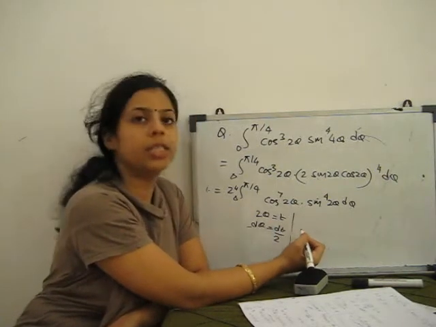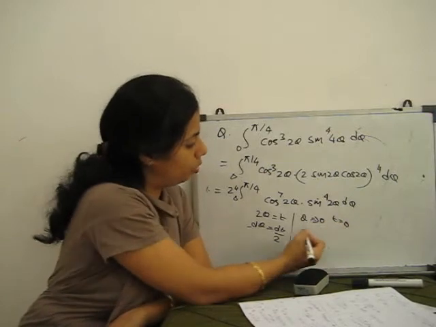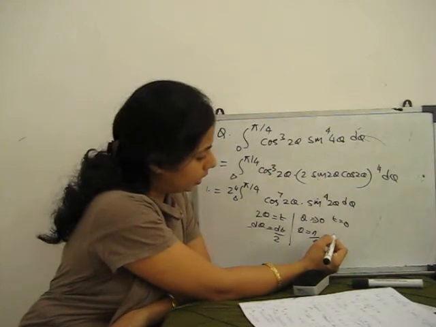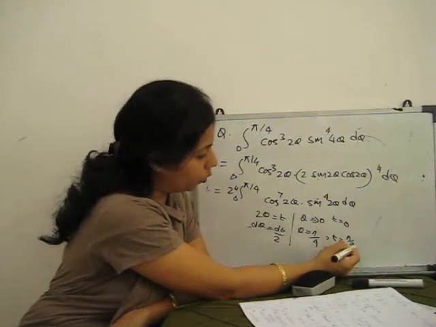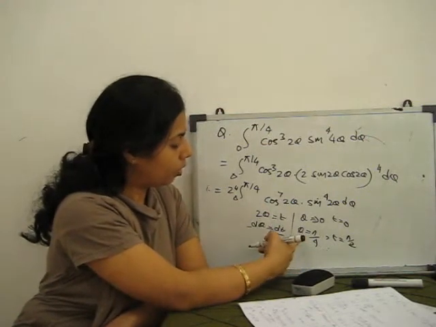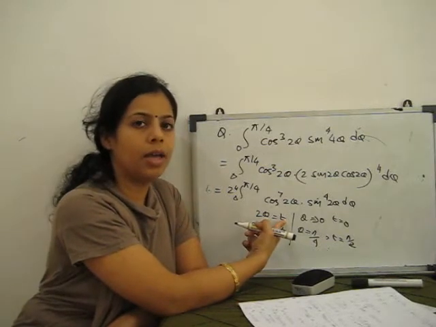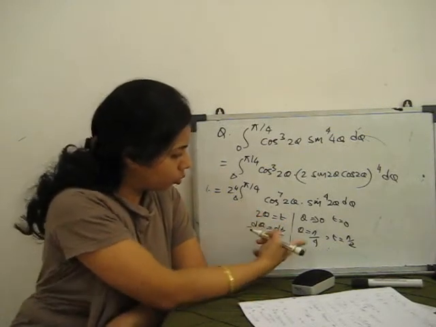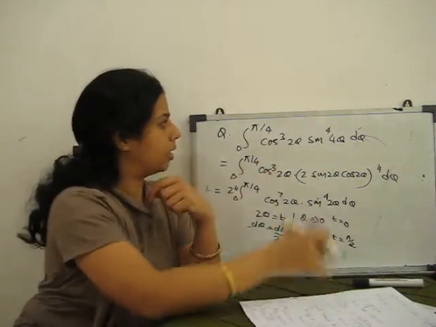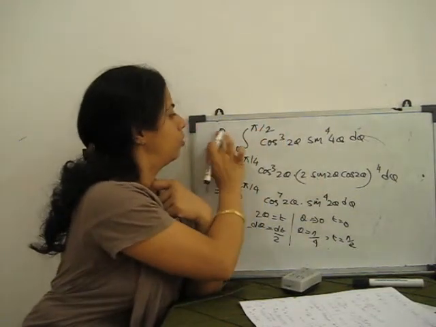Same, if theta is t by 2, then when theta goes to 0, t is equal to 0. When theta is equal to pi by 4, then t is pi by 2. See, 2 and 2 cancel. So pi by 2. So now our integral becomes pi by 2.